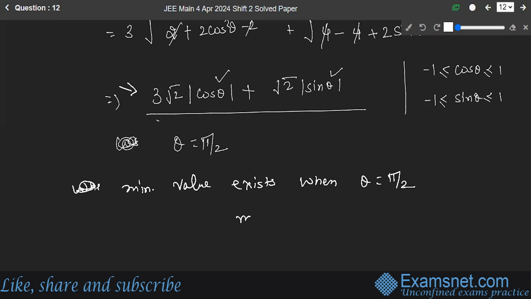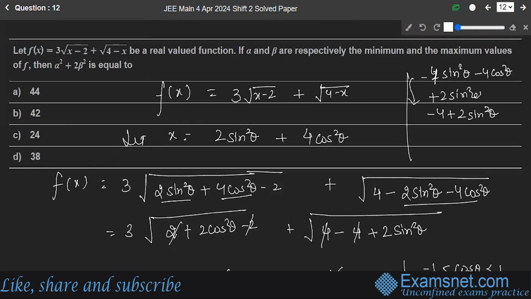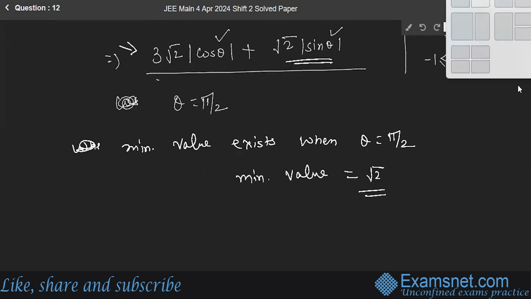So the minimum value, when theta is equal to pi by 2, will come out to be root 2 only. This is your minimum value. And what was your minimum value in the question? It was alpha. So you already got your alpha. This is your alpha. And what is your beta?